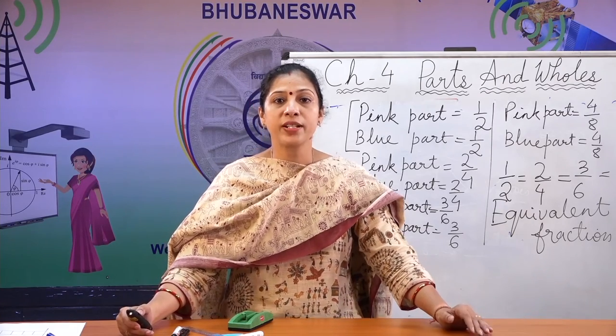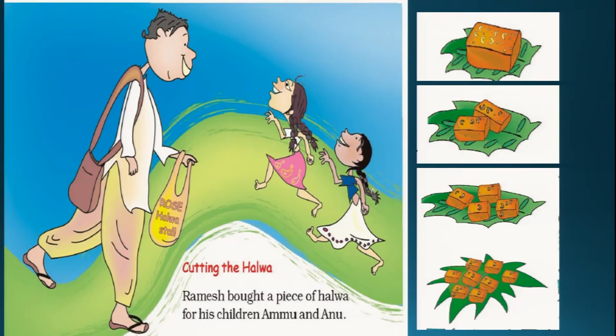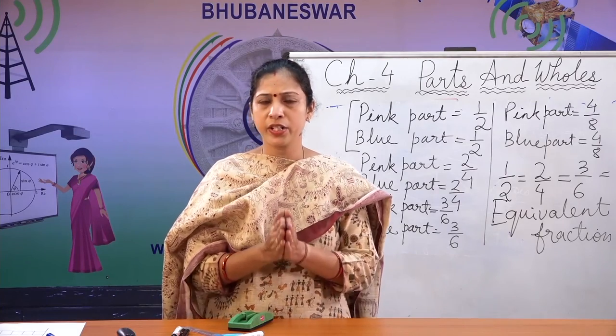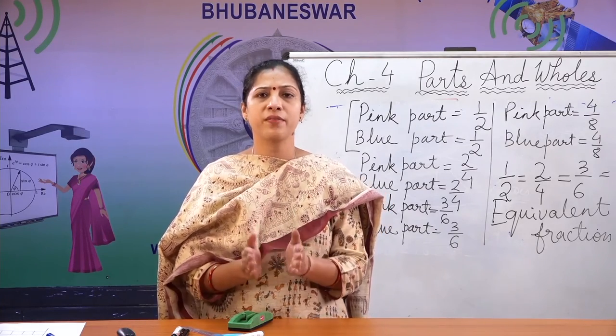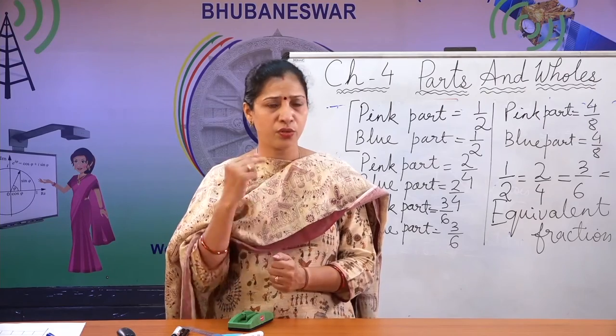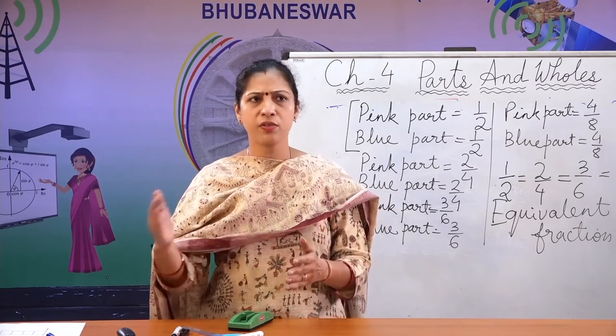Now Ramesh bought a piece of halwa for his children Ammu and Annu. Now Ammu and Annu are very fond of halwa. So Ramesh has got a piece of halwa. But the halwa piece was big, so he divided it into two equal parts to be given to his daughters, because he has got two daughters. So he divided it into equal halves.